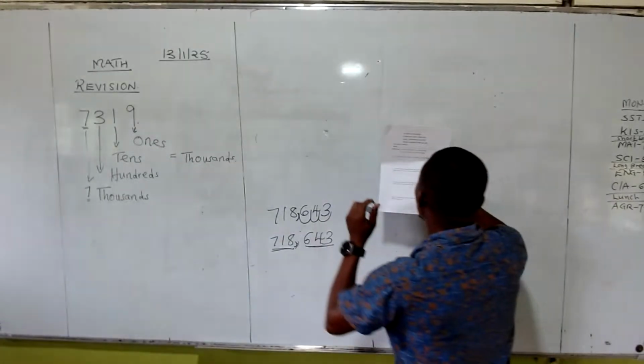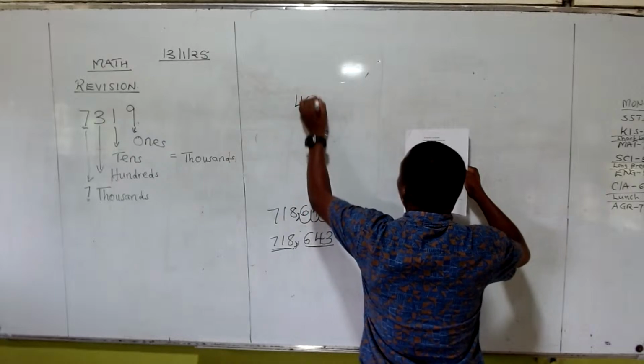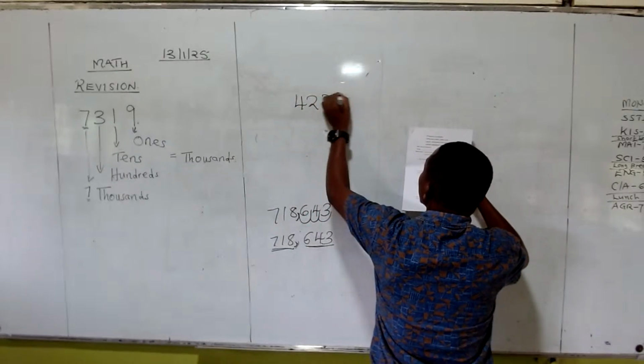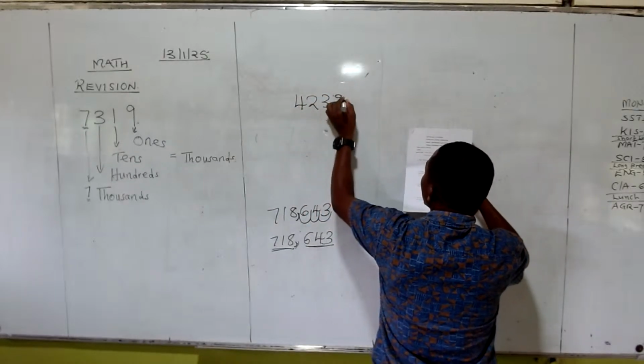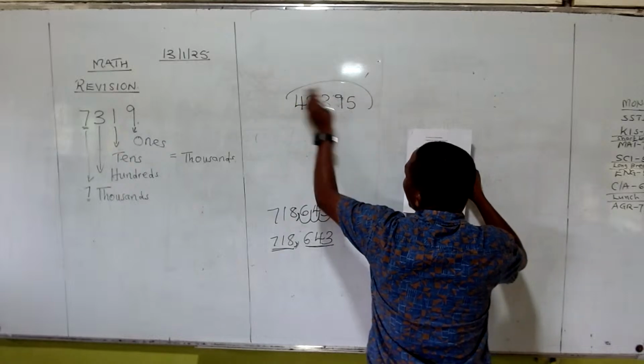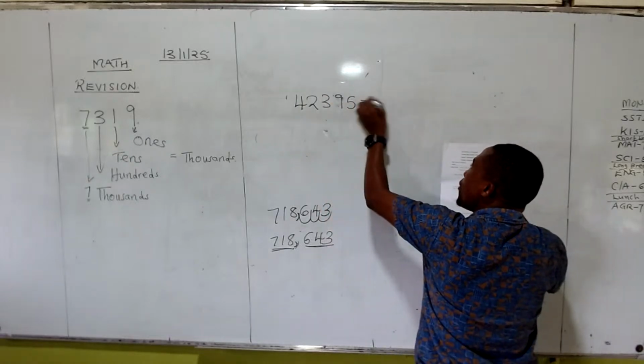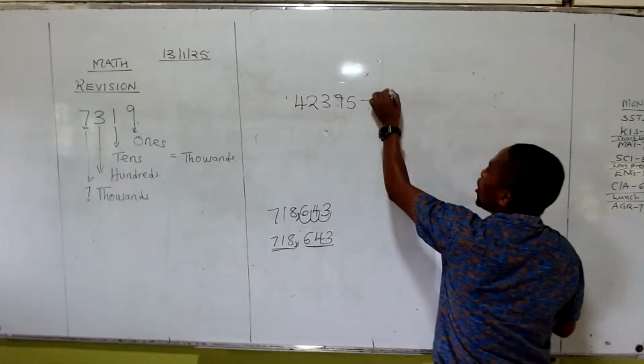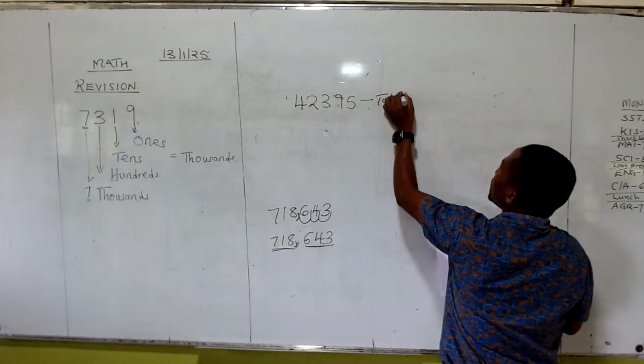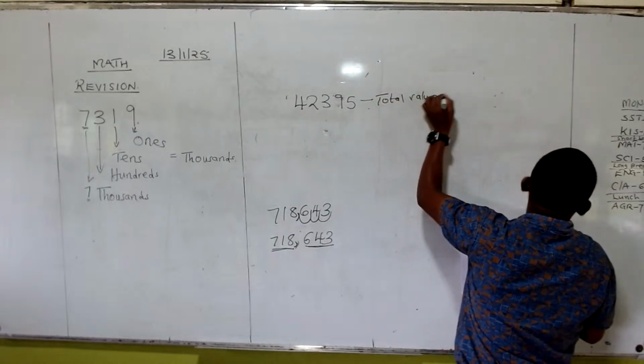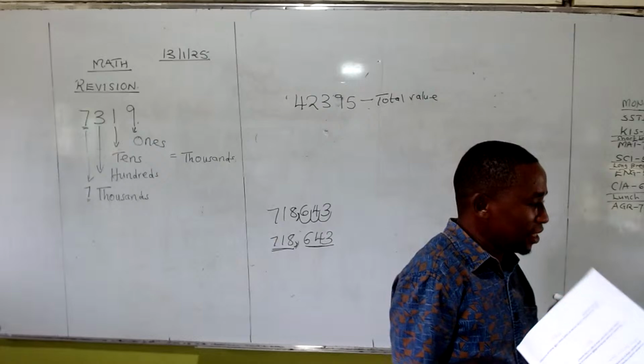So those stories, what you need to know, I've been given this number: 4, 2, 3, 9, 5. Are we together? What do they want from the stories? Total value. Full stop. So the others are just stories.